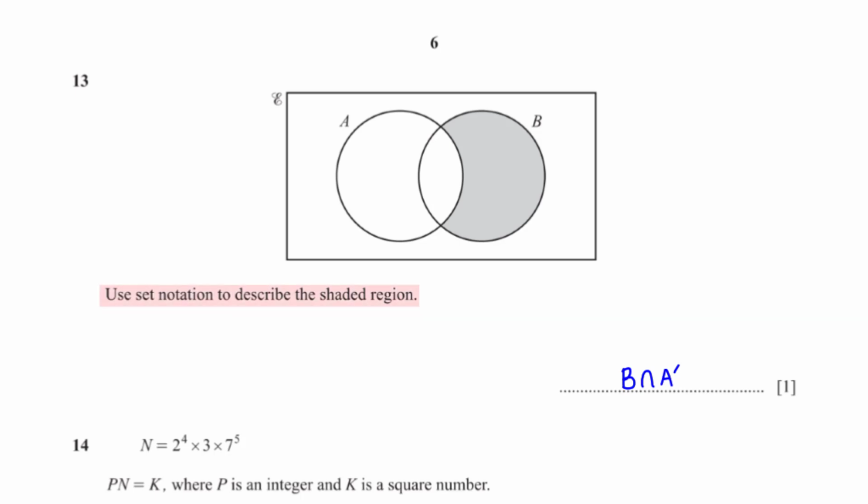Use set notation to describe the shaded region. The region shaded represents elements in set B that are not in set A. In set notation, we write this as B intersection A complement.